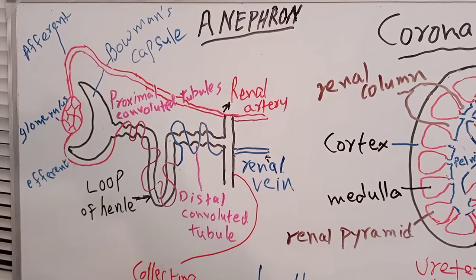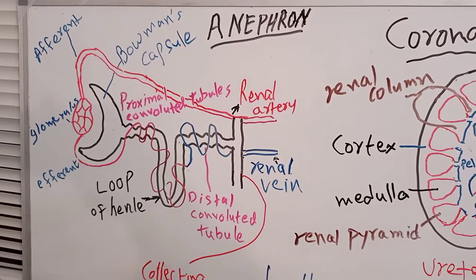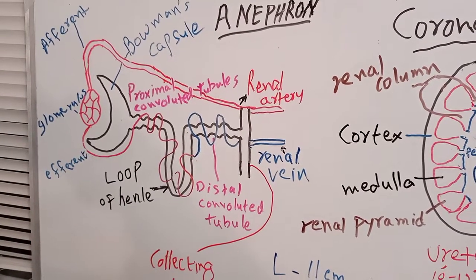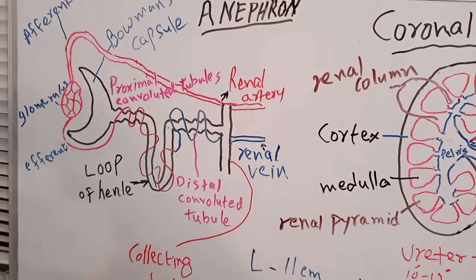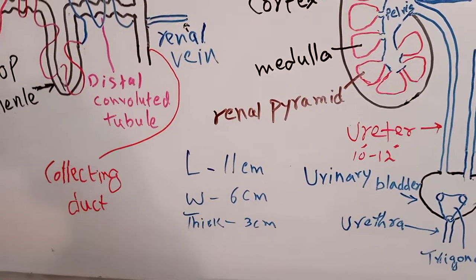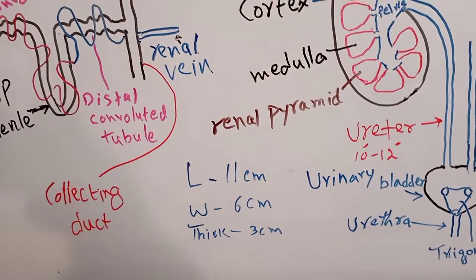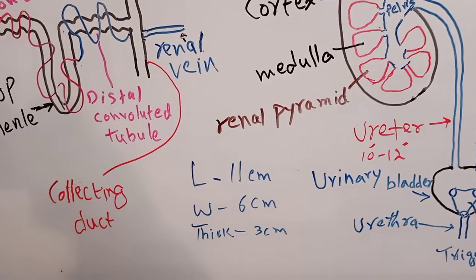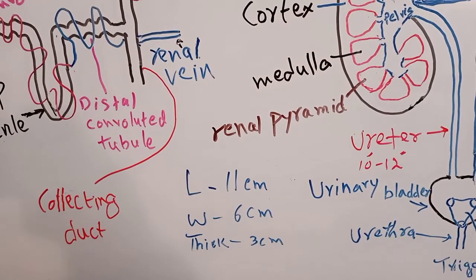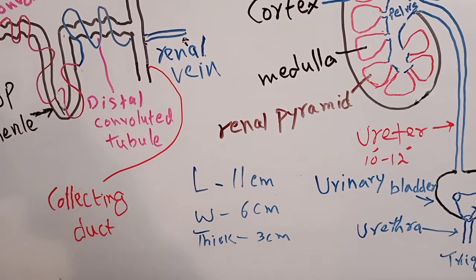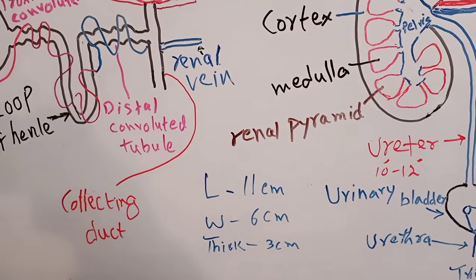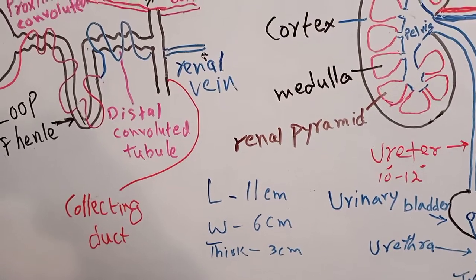Both kidneys are located in the abdominal cavity on the back side, so they are called retroperitoneal. Each kidney is 11 centimeters in length, 6 centimeters in width, and 3 centimeters in thickness. Each kidney has two poles, the upper pole which is broader than the lower one which is narrow. It has two surfaces, anterior surface and posterior surface. It also has two sides, lateral side and medial side.